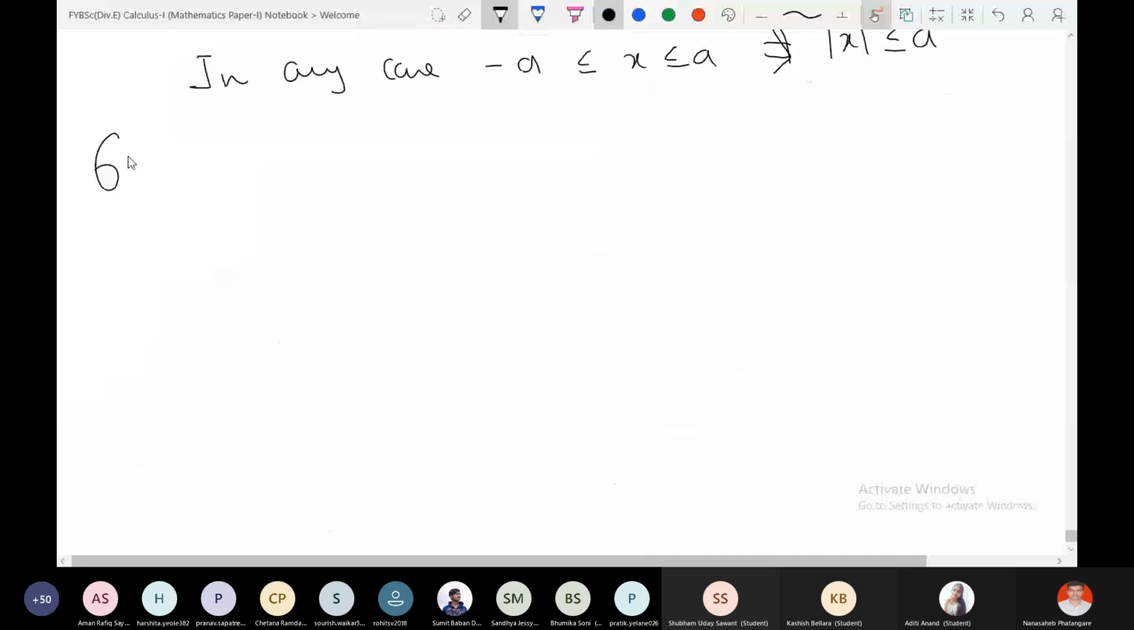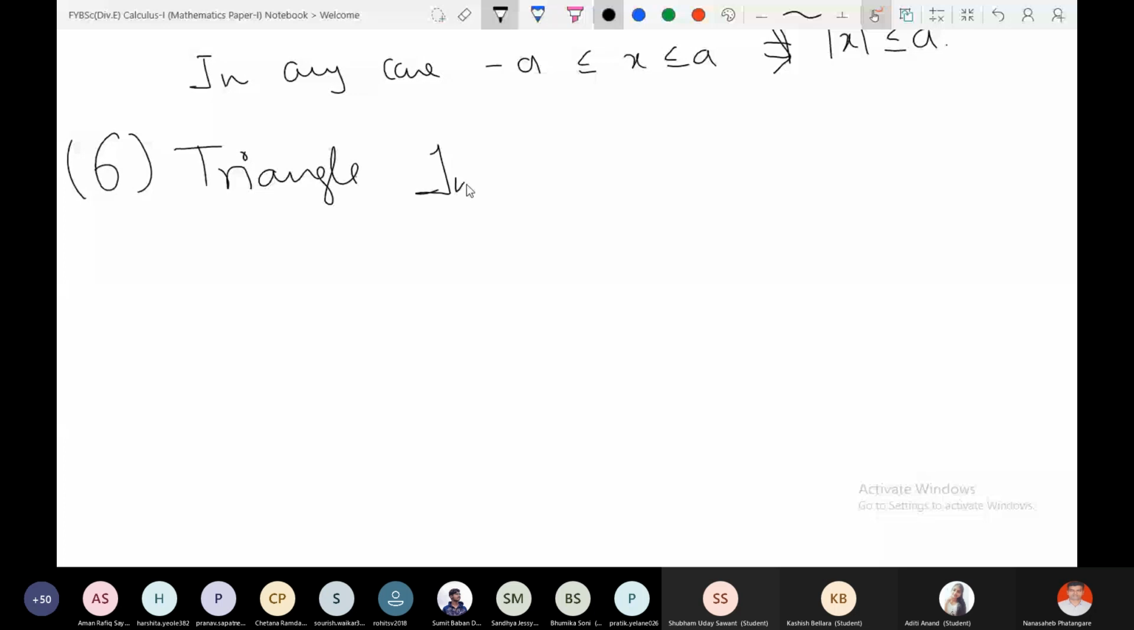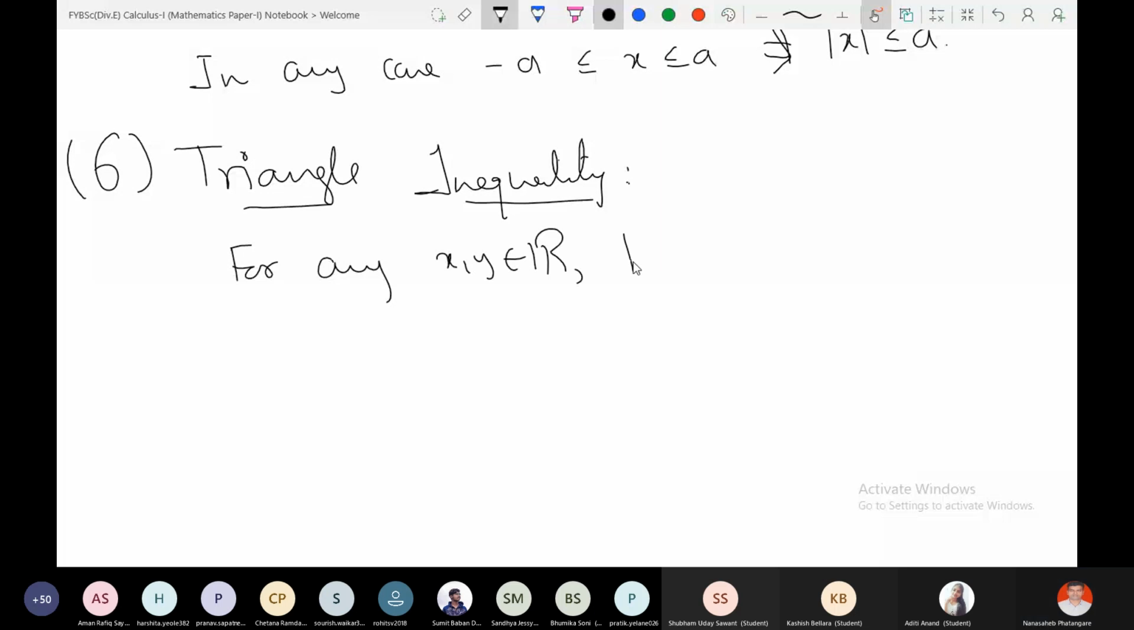So, triangle inequality. Why triangle inequality? For any x, y belonging to R, absolute value of x plus y is less than or equal to absolute value of x plus absolute value of y.